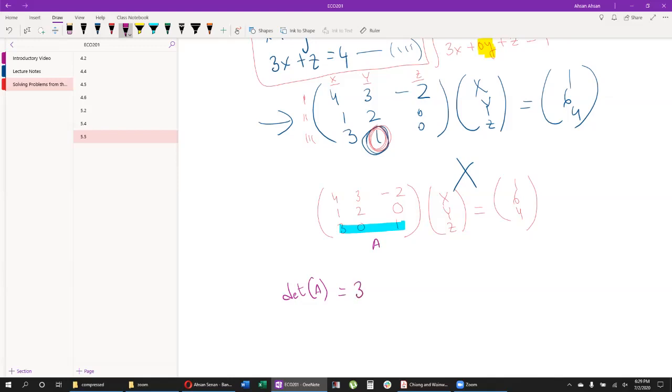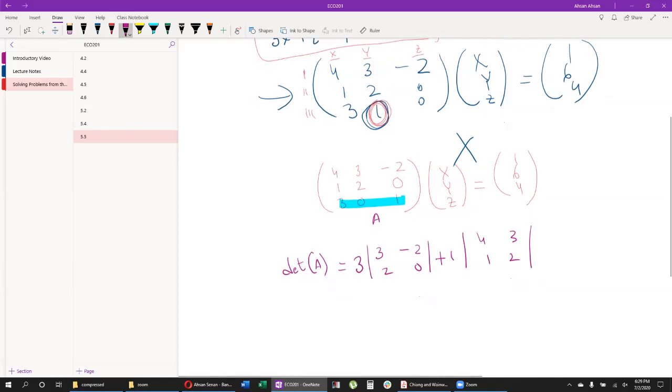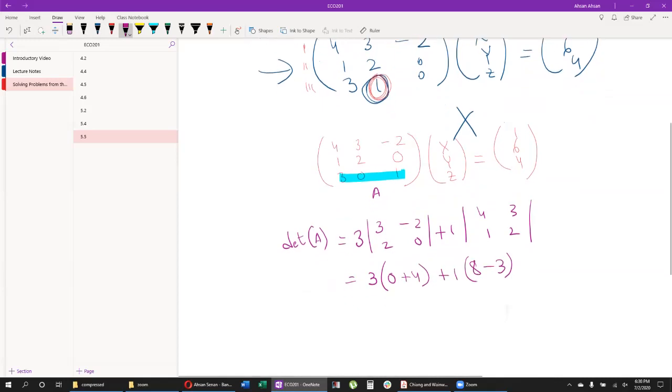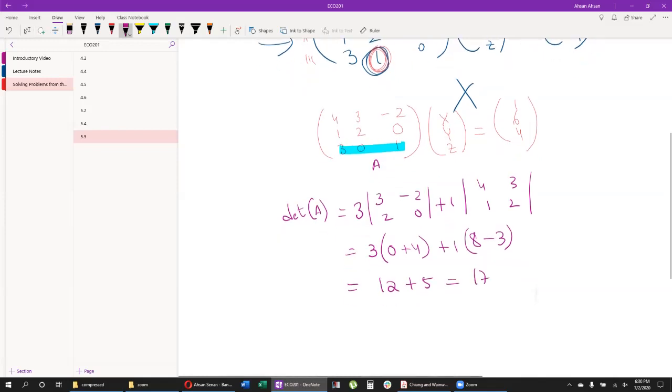So what I get is 3 minus 2, 0. I have a 0 there. I'm not bothered with that. Plus 1, 4, 3, 1, 2. Okay. And that gives me, so 0 plus 4 plus 1, 8 minus 3. So determinant of A is 17.